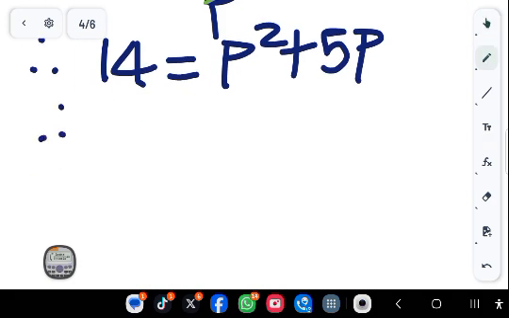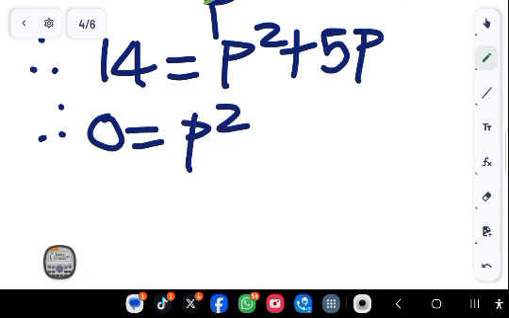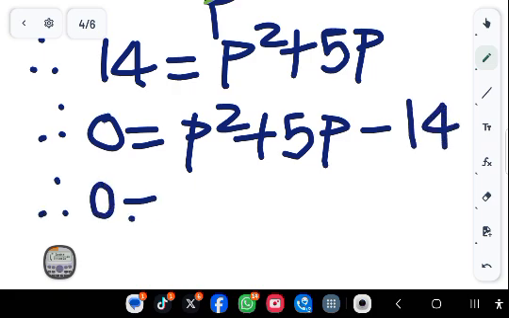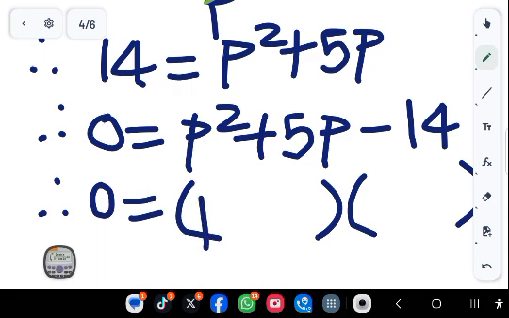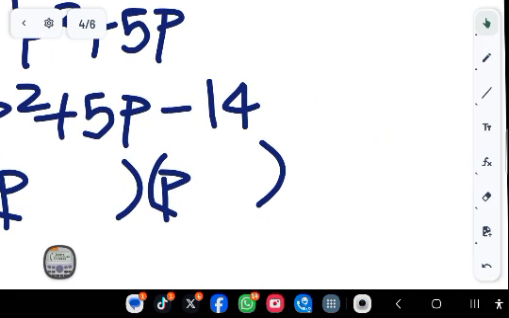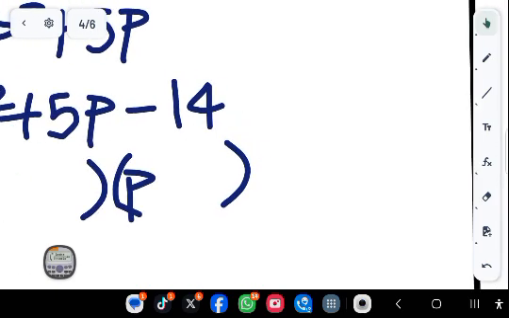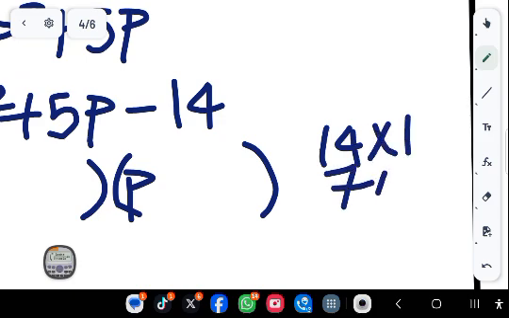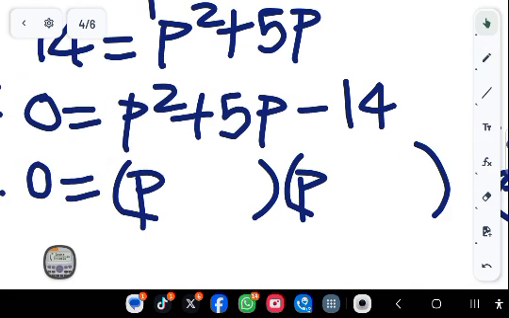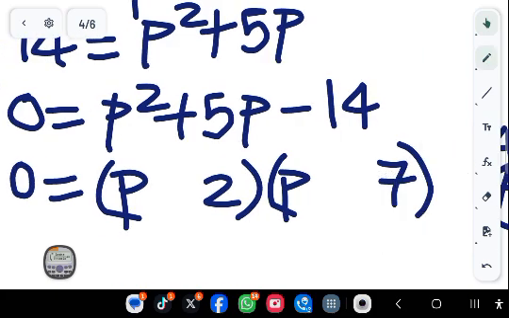Now take everything to the right hand side so you can now factorize this quadratic equation. Two sets of brackets, p and p. Now we look for factors of 14 that will give us 5. 14 times 1, 7 times 2. So the combination is 7 and 2. So we put 7 and 2. The middle term is positive, so we've got a plus in front of the bigger term.